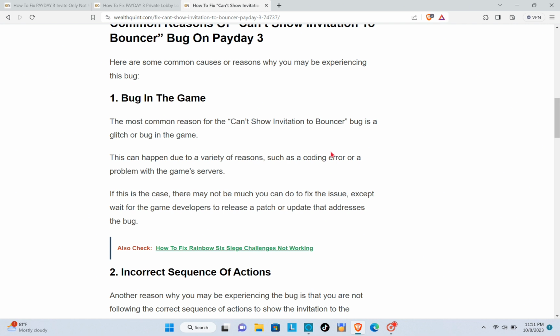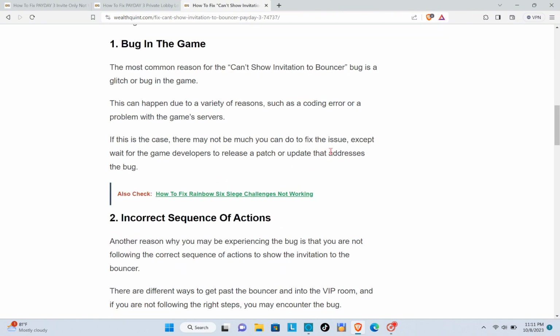The most common reason for the "can't show invitation to bouncer" bug is a glitch or bug in the game. This can happen due to a variety of reasons, such as a coding error or a problem with the game's servers. Now, the second one is the incorrect sequence of actions.